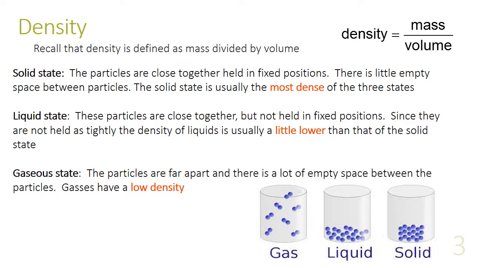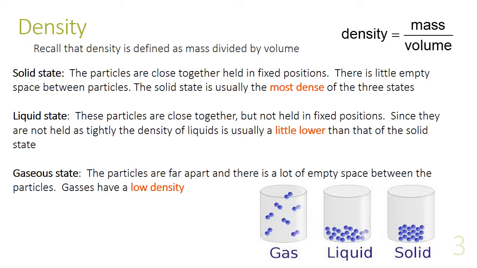Density, so that's the first thing. You may remember back from the beginning of the semester that density is just defined as the mass per unit volume. So it's kind of a measure of how much empty space there is. If there's a lot of mass in a small amount of volume, that's something that's very dense. If there's a small amount of mass in a large amount of volume, then that's something that's not very dense.